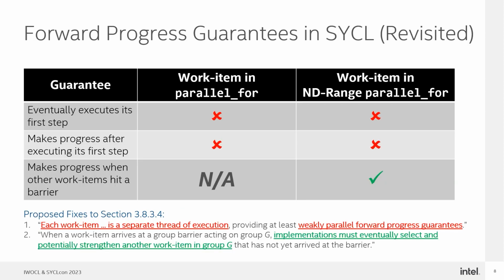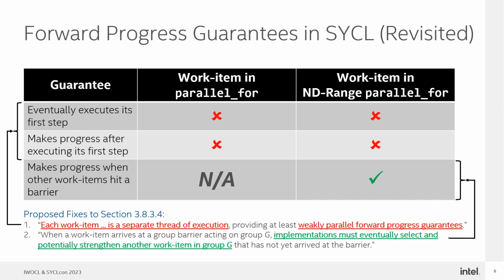Okay, back to SYCL. If we take what we've learned from C++, then we can tighten the definitions in SYCL with two relatively simple fixes. First, if we say that all work items are threads of execution with weakly parallel forward progress guarantees, then that gives us the expected behavior in the first two rows. And this isn't really substantially different to the no forward progress guarantees wording that SYCL had before, but it's at least now using the same terminology as C++.